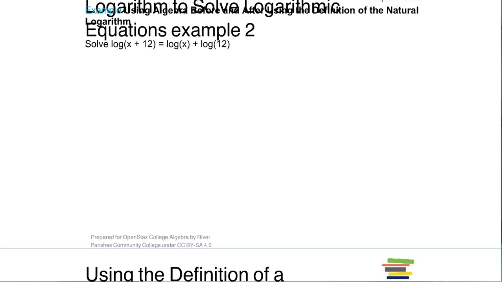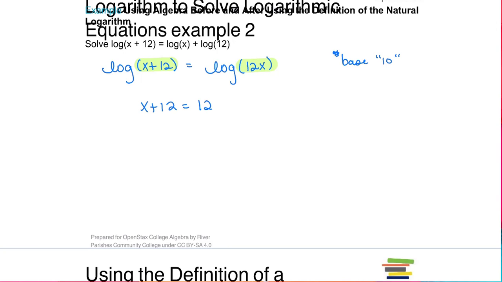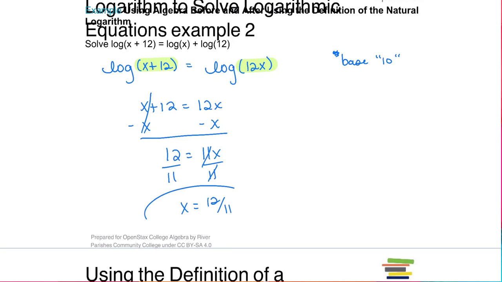Alright, let's look at this one. It's not in the correct form yet because you've got one log on the left and two logs on the right. So you want to use your properties of logarithms to simplify that. I've got log of x plus 12 on the left. I can't really do anything with that. But on the right, I have log of x plus log of 12, base 10 here. Using the product rule, this would be log base 10 of 12x. So now they are both logs with a common base of 10. So now I can say that x plus 12 equals 12x, and you solve it. Subtract x on both sides, and you get 12 equals 11x. Divide both sides by 11. x equals 12/11. Then you're done.